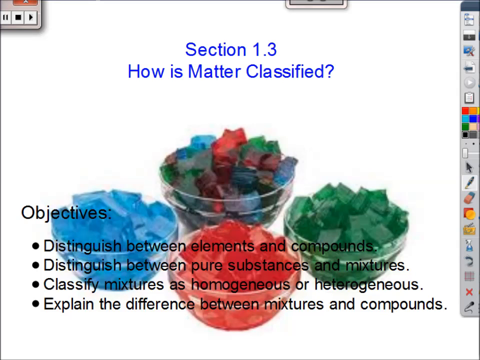This is Mrs. Schroeder, and we're going to talk about section 3 in chapter 1 today, talking about how matter is classified. Our objectives today, as you can see, we're going to talk about elements and compounds, how to classify things, how to tell the difference between a mixture and a compound.